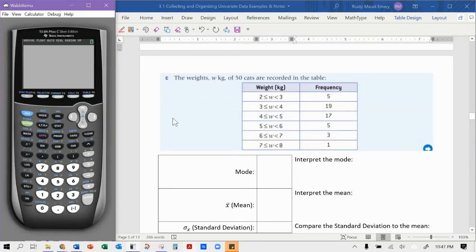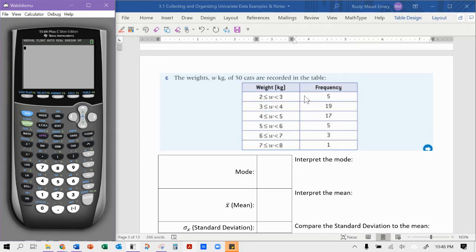All right, in this third example, part C of example 3, we are going to, again, use our calculator to find each of these calculations, but if you notice, we have data that is in intervals. So the weight of cats, 50 cats are recorded in the table below. It is a frequency table, but again, the data values are in intervals. And so the issue is that we don't have the raw data. So we don't know the exact values of each of those 50 cats.